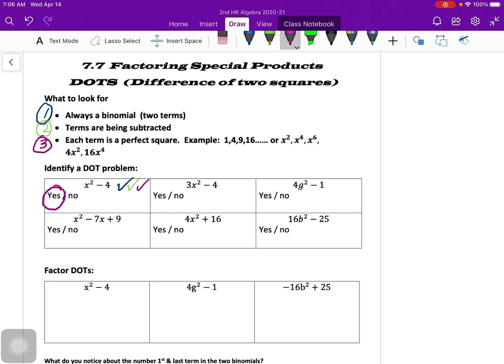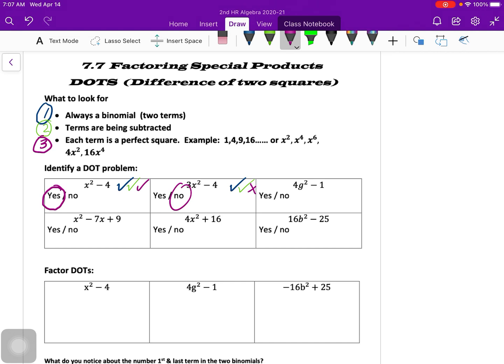Let's look at this second one, 3x squared minus 4. First, is it a binomial? Yes. Is it being subtracted? Yes. Is it the difference of two squares? Well, 4 is a perfect square, but the leading coefficient 3 is not. So therefore, no, this one is not a difference of two squares pattern. It is not factorable. And again, the only time you can factor something out of a binomial is if it has a GCF in both factors. So no, this one is not factorable.